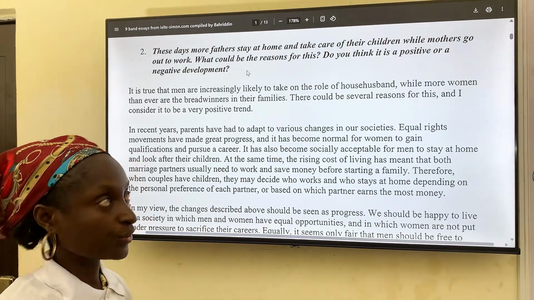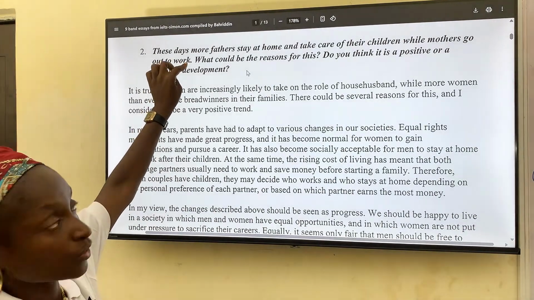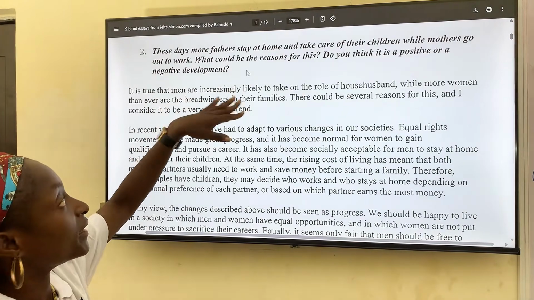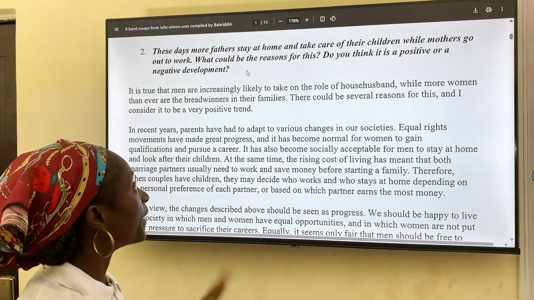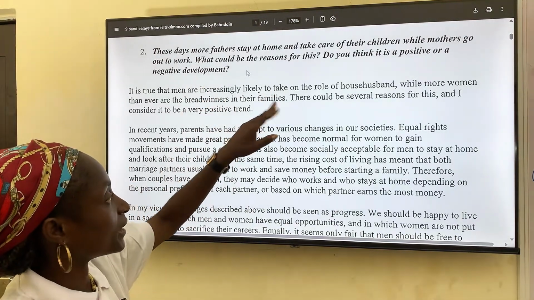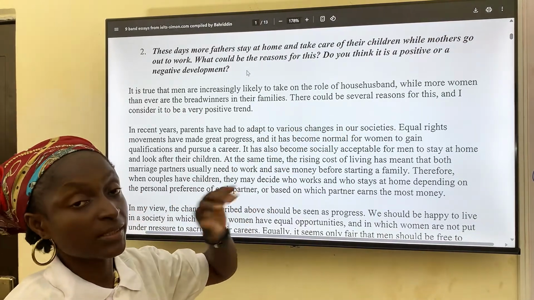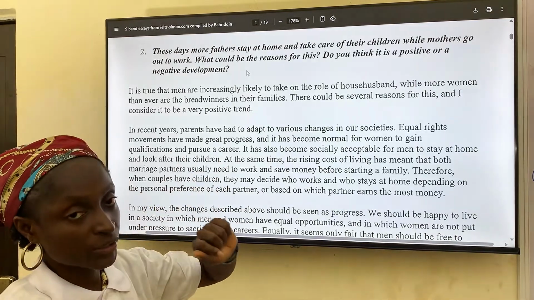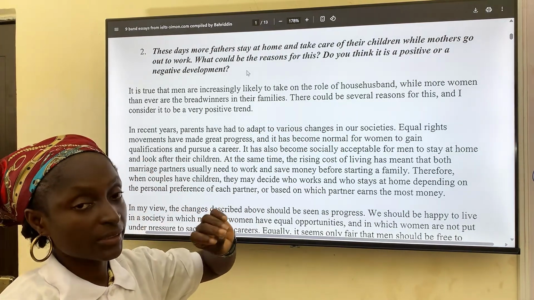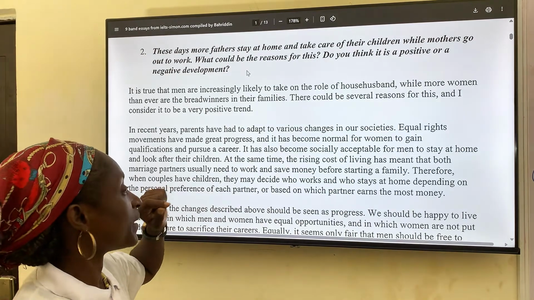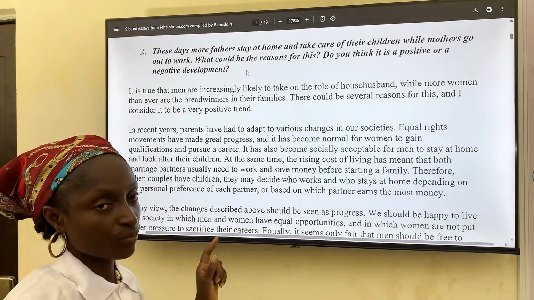Now that's the introduction. The first sentence is a rephrase of the first part of the question, which is, these days more fathers stay at home and take care of their children while mothers go out to work. Okay, what could be the reasons for this? So that's the question. So the second sentence is the answer to the questions being asked. The first part says there could be several reasons for this. That's the first part. And the second part says, I consider it to be a very positive trend, because that's the second part of the question.